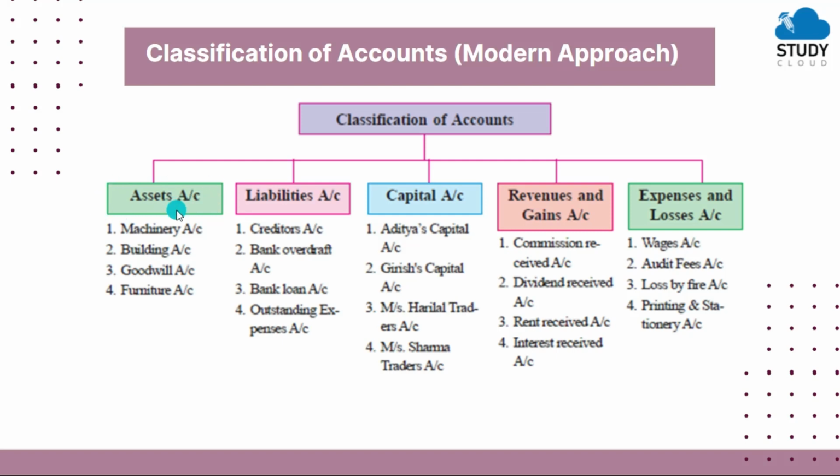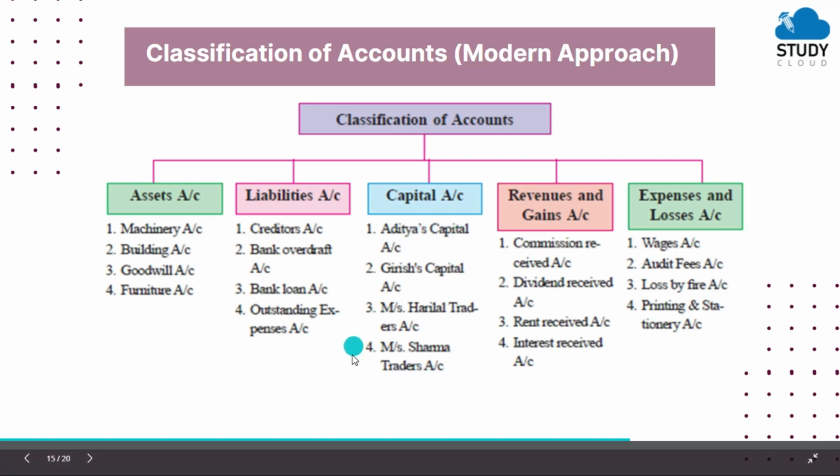So what is assets? Property owned by the business. There could be machinery, building, goodwill, furniture, etc. All these are asset accounts. Then there is liabilities, amount payable by the business: creditors account, bank overdraft account, bank loan account, outstanding expenses, means amount of expenses yet to be paid. Then there is capital account, amount invested in the business. So here there is Aditya's capital account, Girish's capital account, Messrs Harilal Traders account, Messrs Sharma Traders account, means the name of the individual businessman will also be given to you here.